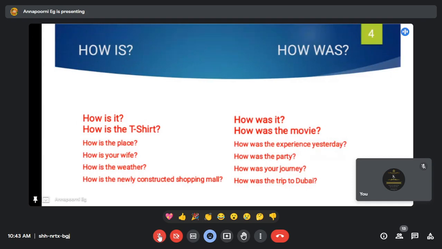The climate was so nice. It was very easy for us to travel. There were so many beautiful monuments to see. I went to a flower garden. You can tell so many descriptions. Next is, how is your wife?